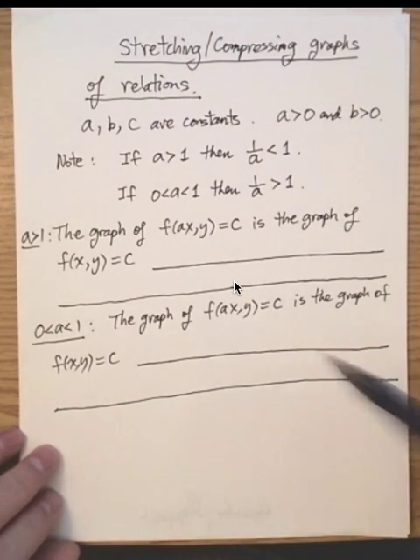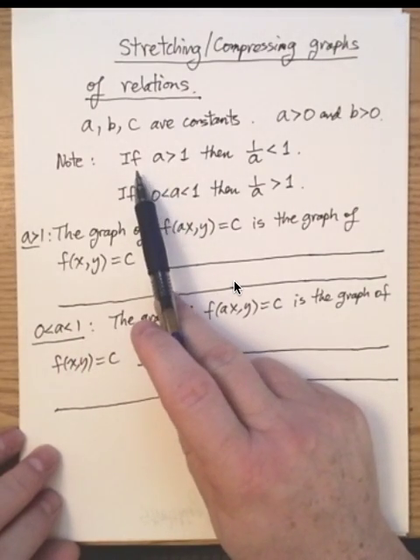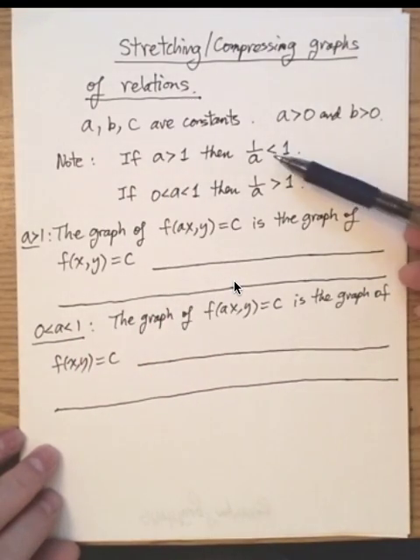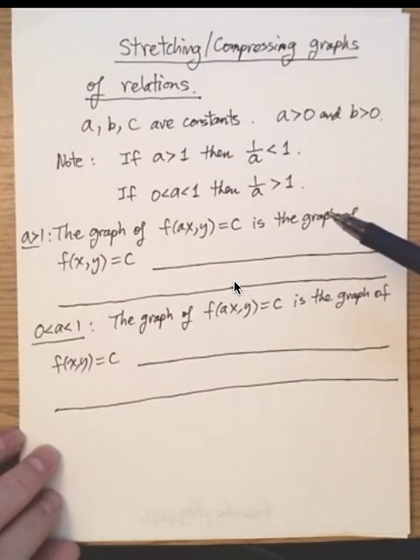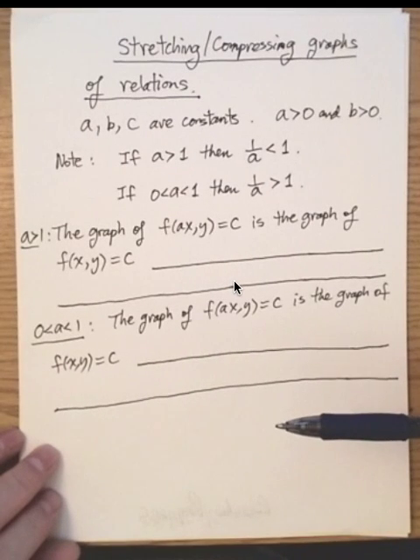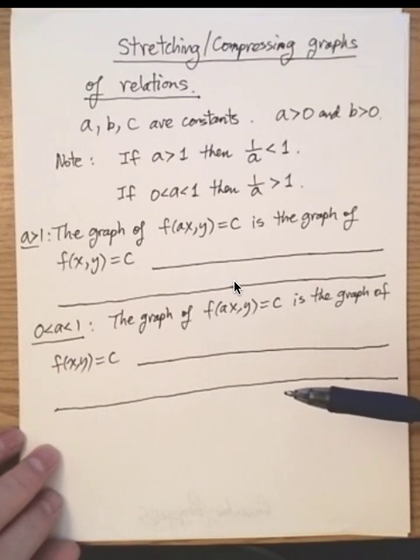Here's a quick thing I want to note. If A is greater than 1, then its reciprocal is going to be less than 1. For example, if A is 7, 1/7 is less than 1. This is going to be important later.